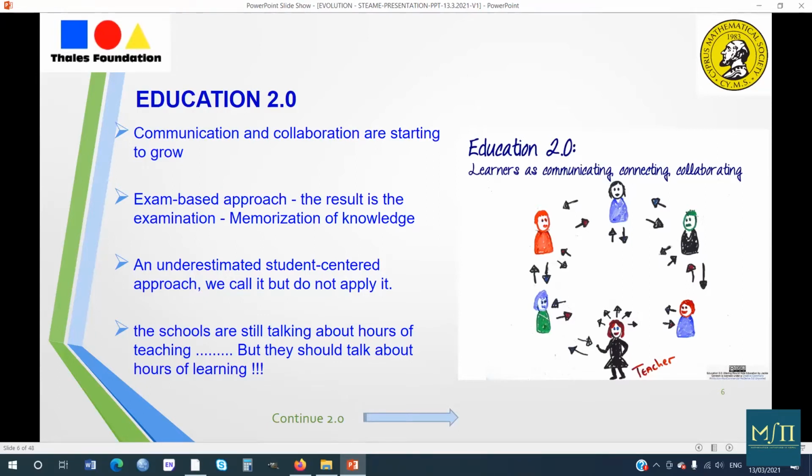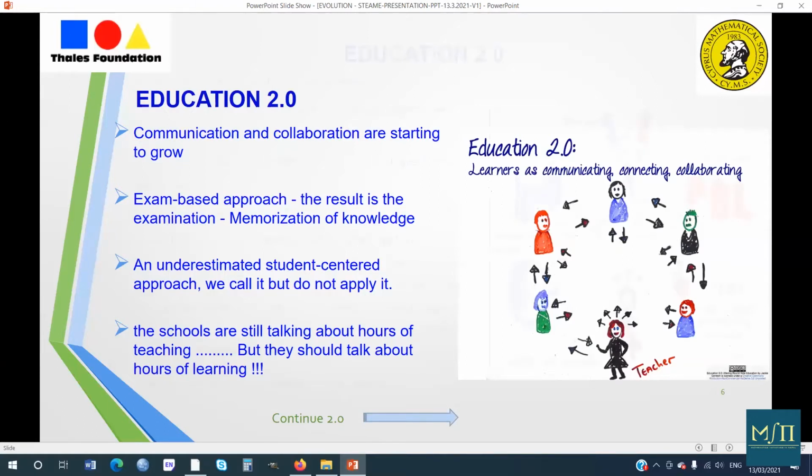And in this education 2.0, we like to say that it's student-centered, but it's misled. And in many systems, we don't see this happen. The schools are still talking about hours of teaching. So when you talk about hours of teaching, it means you don't have a student-centered approach. You have teacher-centered, because the hours of teaching are for the teachers. What is student-centered? We should be talking about hours of learning. So when you go to school, it's not a teaching hour that you attend, but it should be a learning hour. Because the schools are made for you, for the students.